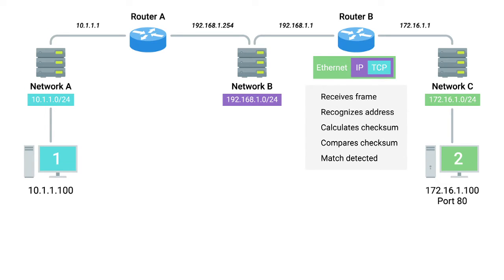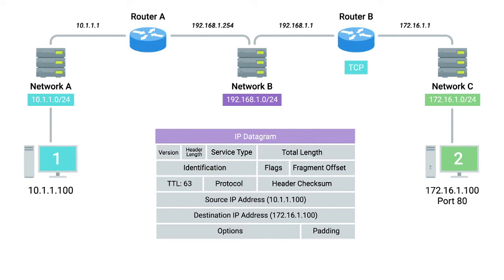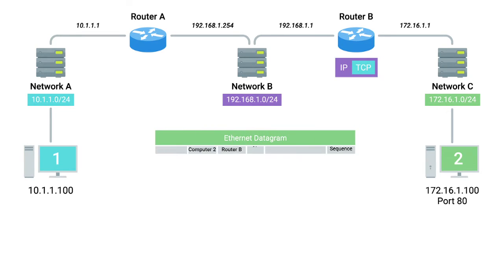Router B performs all the same checks, removes the Ethernet frame encapsulation, and performs a checksum against the IP datagram. It then examines the destination IP address. Looking at its routing table, router B sees that the destination address of computer 2, or 172.16.1.100, is on a locally connected network. So it decrements the TTL by 1 again, calculates a new checksum, and creates a new IP datagram. This new IP datagram is again encapsulated by a new Ethernet frame, this one with the source and destination MAC address of router B and computer 2.